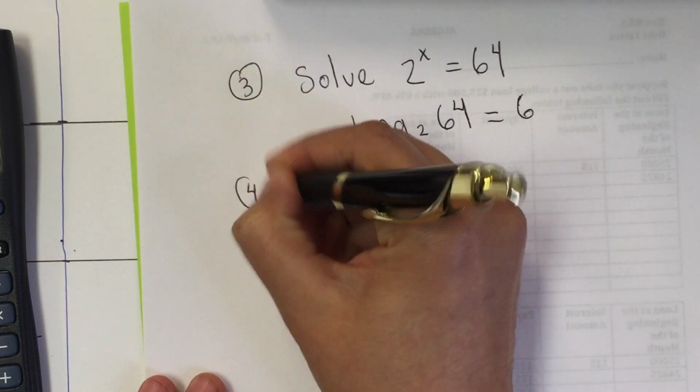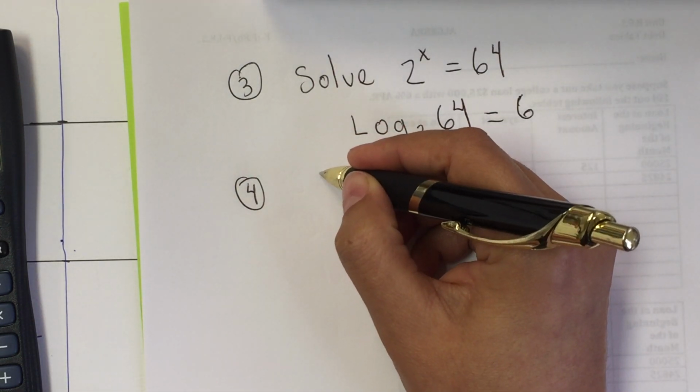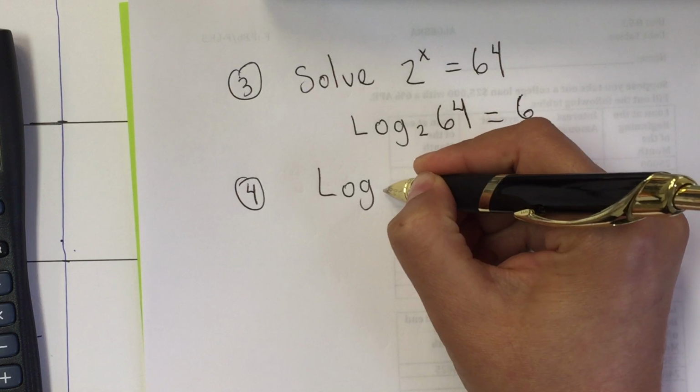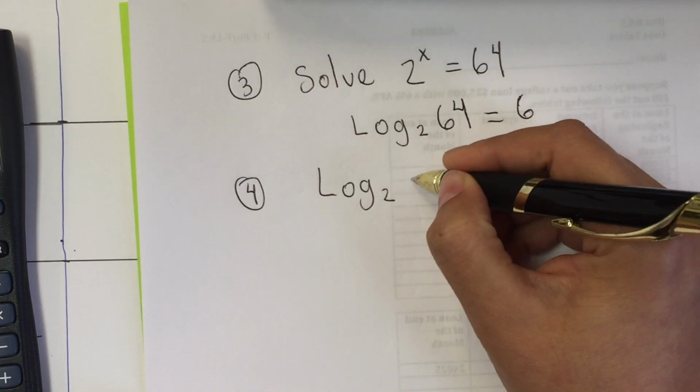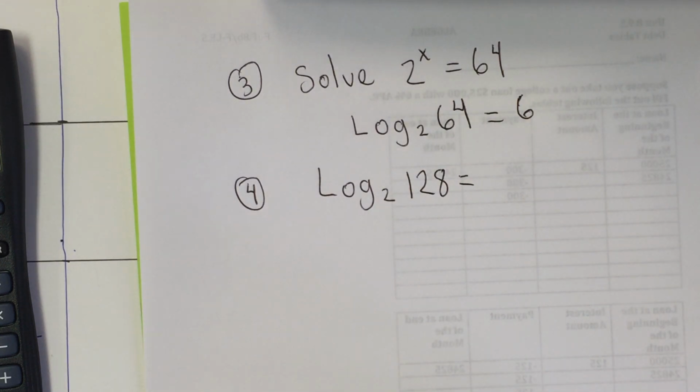Okay, try this one on your own. Maybe pause it right now so that you can do it on your own. So log base 2 of 128. What would that be? Pause it right now, try it on your own, use a calculator, or just do repeated multiplication so you can get to the answer.